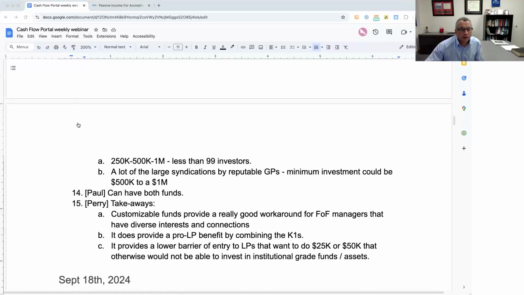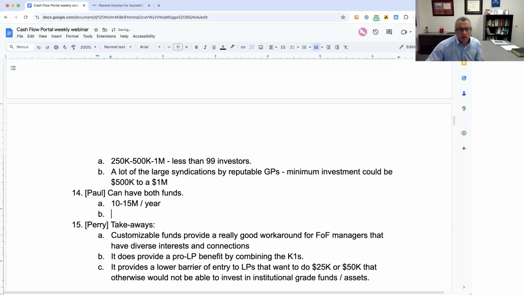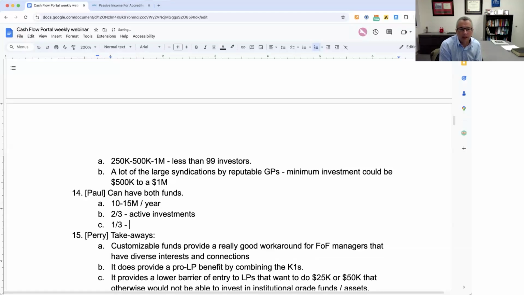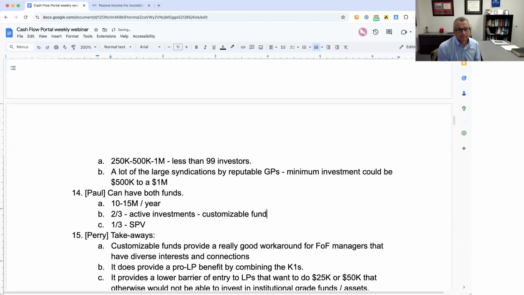In our experience, we deploy about 10 to 15 million dollars per year on an annual basis, and most of the money, about two-thirds, comes from the active investors investing their own money and choosing their investments. About one-third, or about 4 to 5 million, comes from the fund where the GP makes the decision, the SPV. I see. So two-thirds actually comes from the customizable Delaware series. Delaware's, yeah. Okay, that's cool.